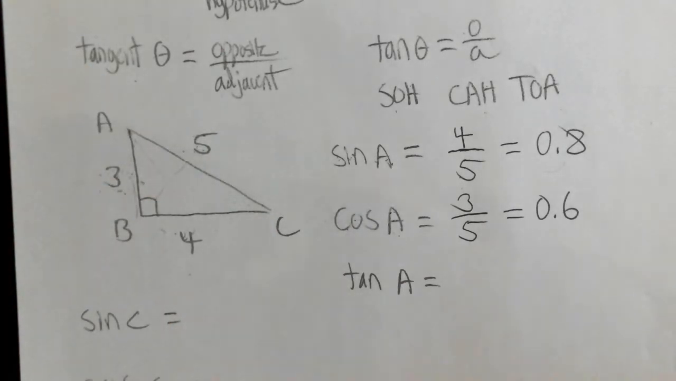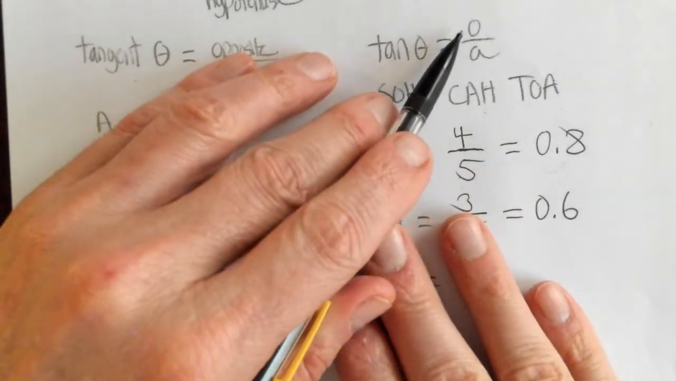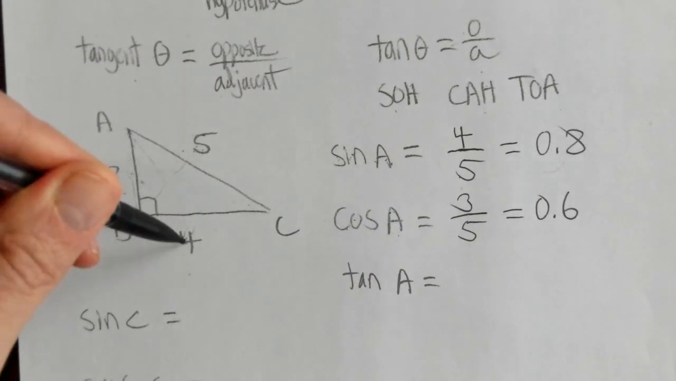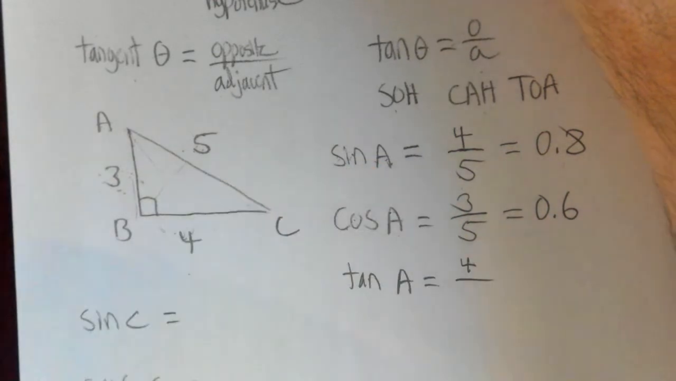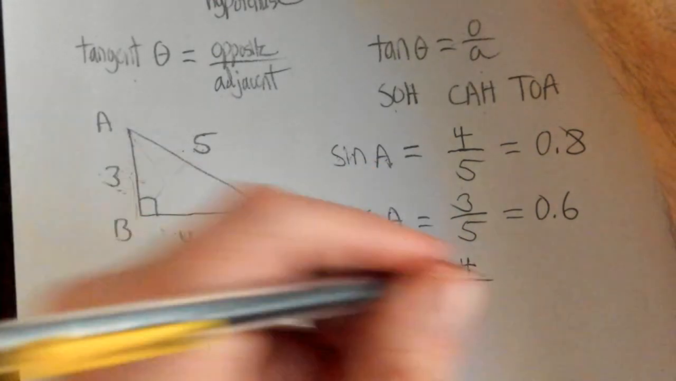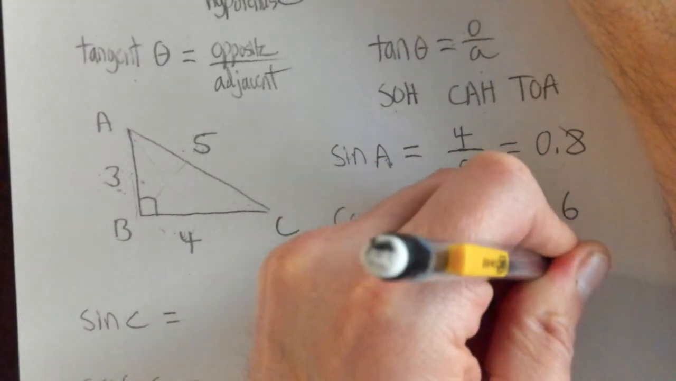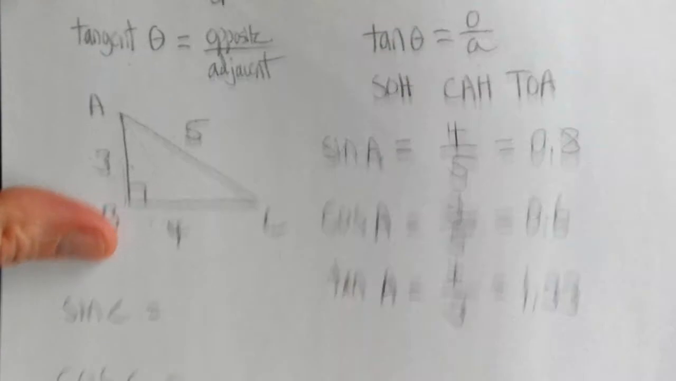All right. What about tangent of A? Well, what's tangent equal to? Tangent is equal to opposite over adjacent. So what's the opposite side for A? It would be 4. And what's the adjacent side? It would be 3. 4 over 3 is equal to 1.33. All right? So there you go.